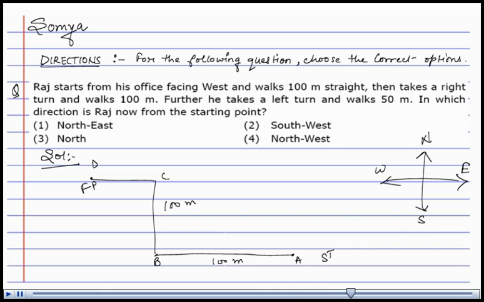In which direction is Raj now from the starting point? We can clearly see that Raj, from where he started, is moving towards the northwest direction. So the correct option is option number 4, in the northwest direction.